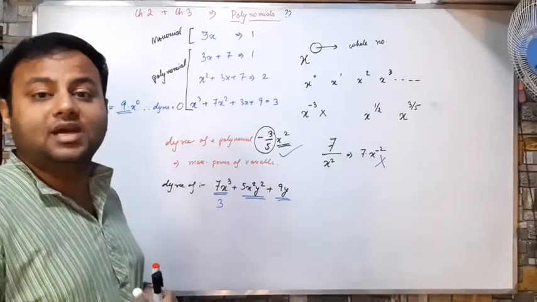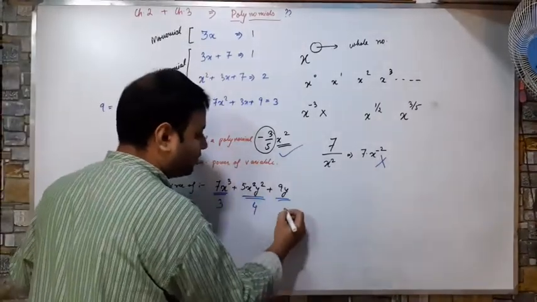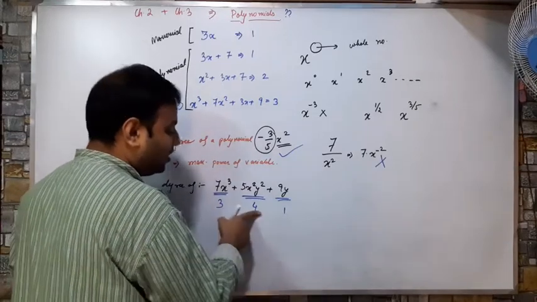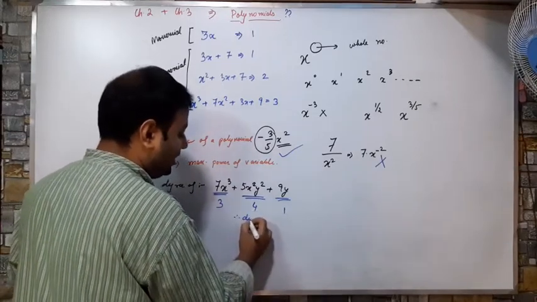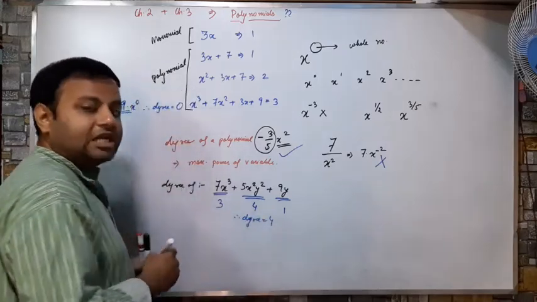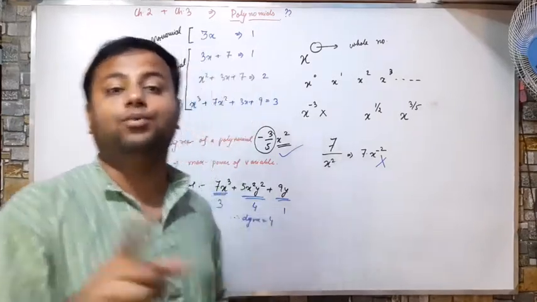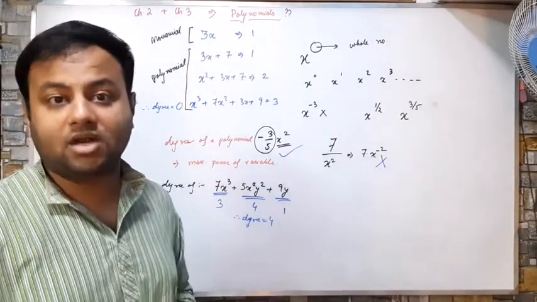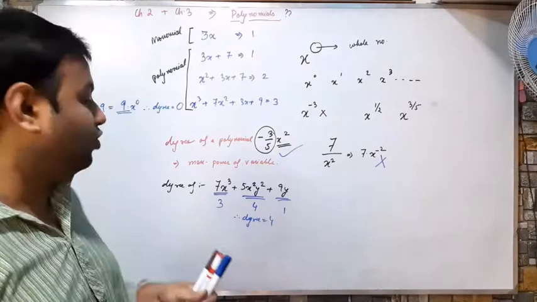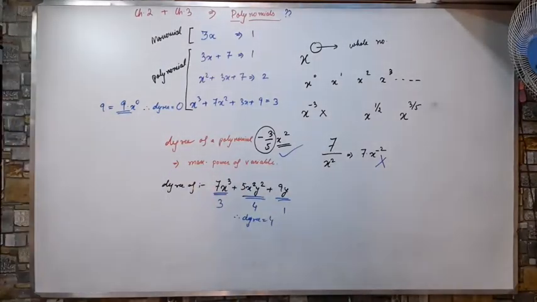The 2 plus 2 becomes 4. So the power of this one is 4 and the power of this one is 1. So what is the maximum power? 4. So therefore the degree is 4. So suppose in a question, if you get two variables, then you have to add the power of both. You will not multiply the power. You will add the power of both to find the degree of the given number. So this is all about polynomials and its degrees.